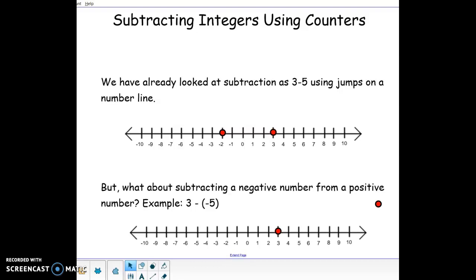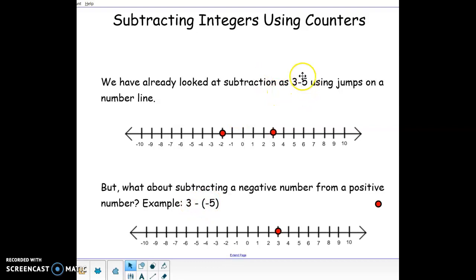I taught you that if you started at 3 and you did 3 minus 5, that's just like going to the left on the number line 5 spots. So I'd go left 5 spots and I end up at negative 2. So we would say that 3 minus 5 equals negative 2 here. But what about subtracting a negative number from a positive number? For example, I'm at positive 3 and I'm subtracting a negative 5.